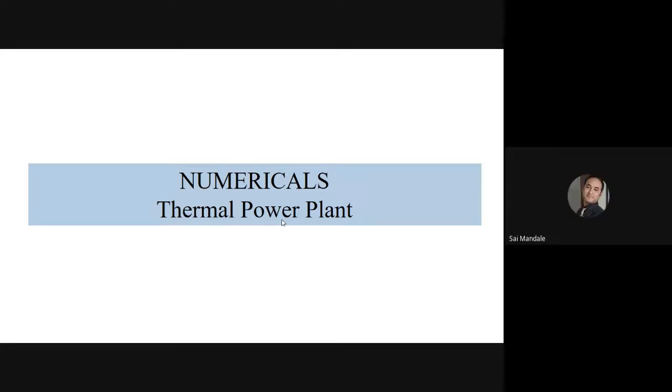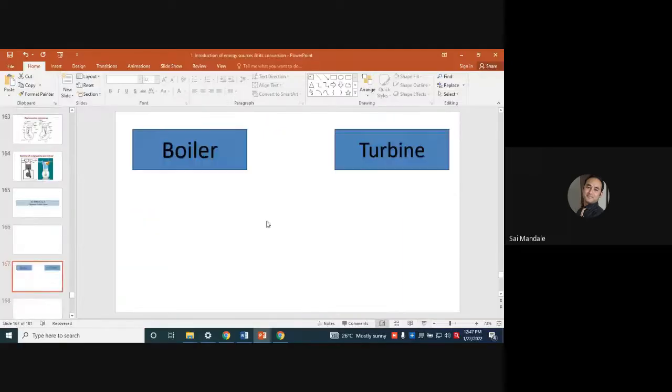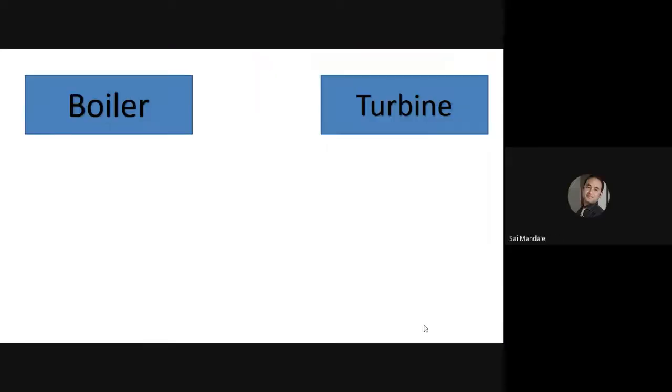Electrical? No, that is another part. Before electrical energy, what we get? Mechanical energy. Perfectly correct. So in case of thermal power plant, our input energy is heat, that is in the boiler, and our output energy is there in the turbine, mechanical.